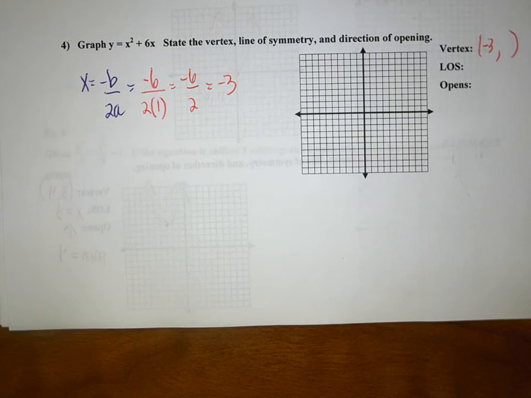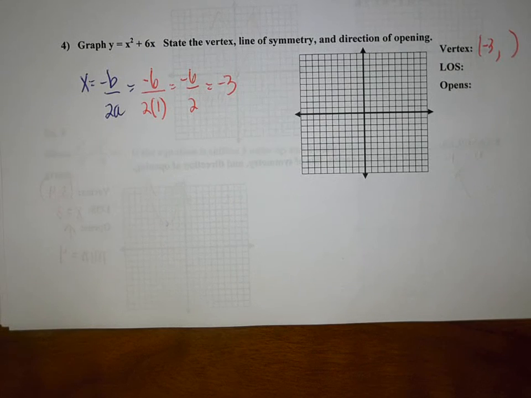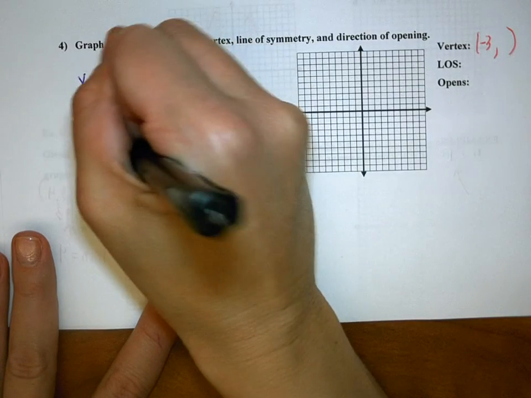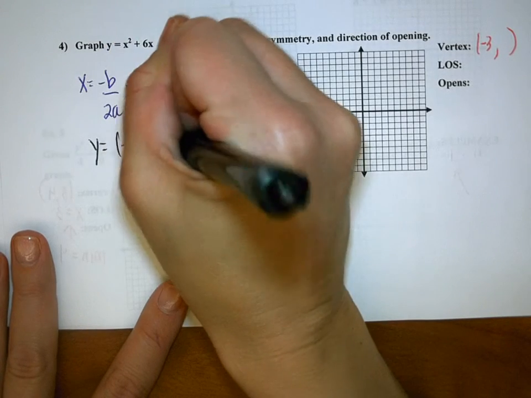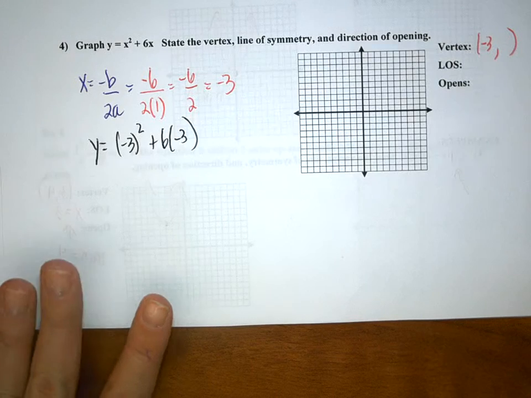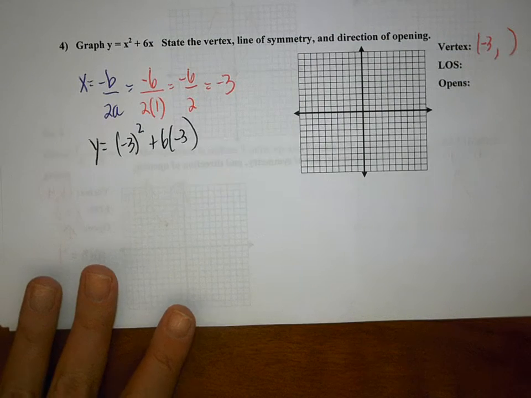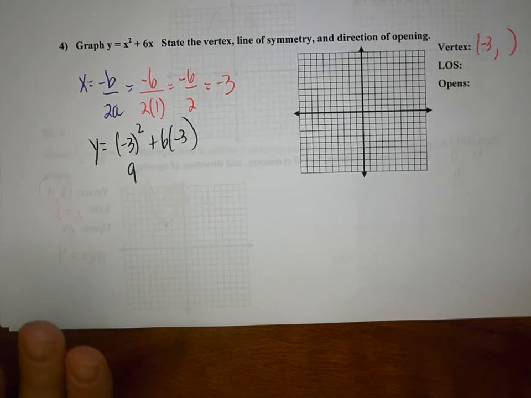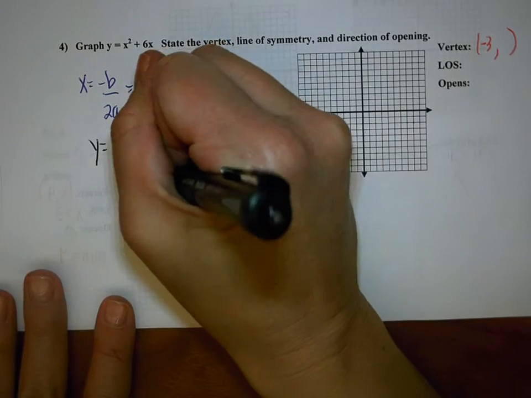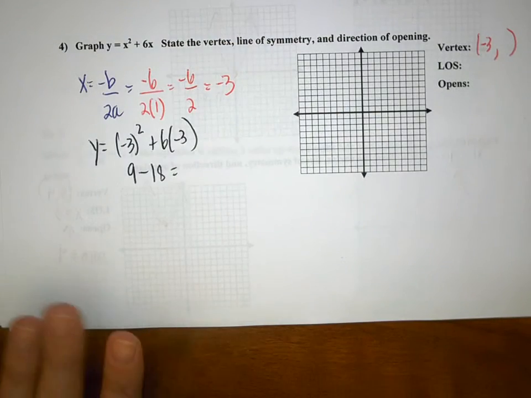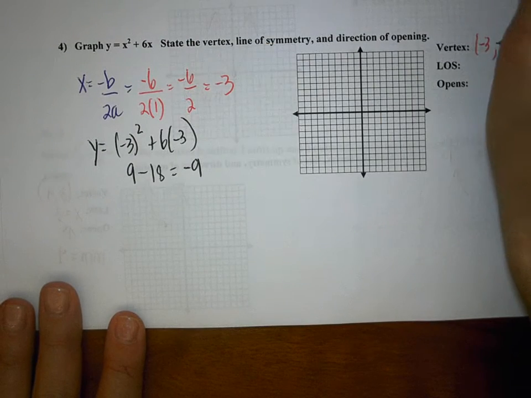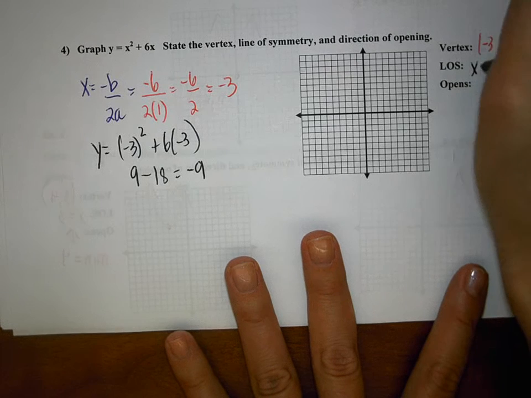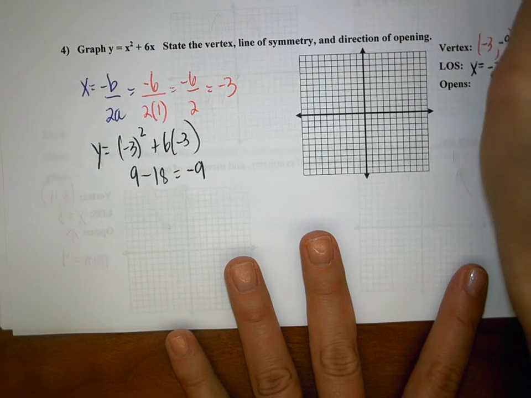And then how do I find my y? We plug it in. So we go y equals, and this is negative 3 squared plus 6 times negative 3. Negative 3 squared is 9. 6 times negative 3 is negative 18. And 9 minus 18 is negative 9. Okay, so what is my line of symmetry? X equals negative 3, because it's always the x value of the vertex.